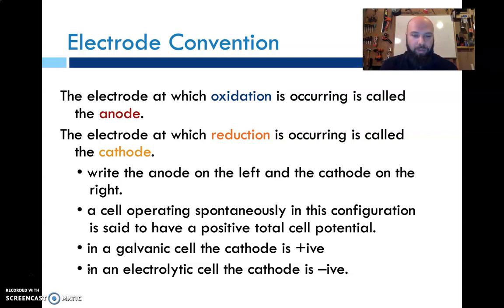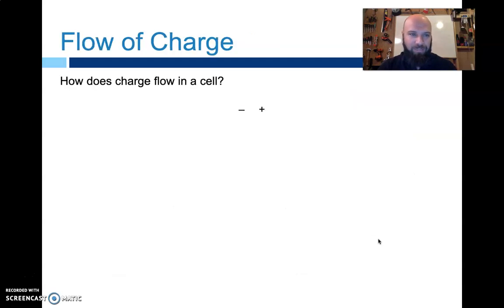In a galvanic cell, the cathode is the positive end, and in an electrolytic cell, the cathode is the negative end. So when we flip from the spontaneous to the not spontaneous, the positive and negative flip, but the reduction and oxidation don't change. The reduction will always occur at the cathode. Also, a positive cell potential will be spontaneous, and a negative cell potential will be not spontaneous.